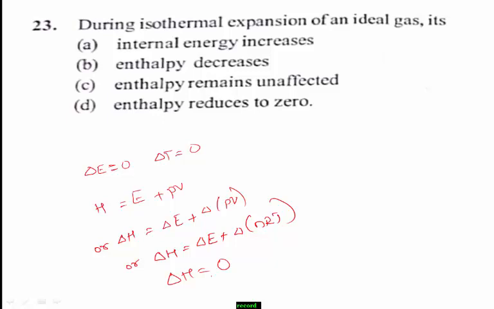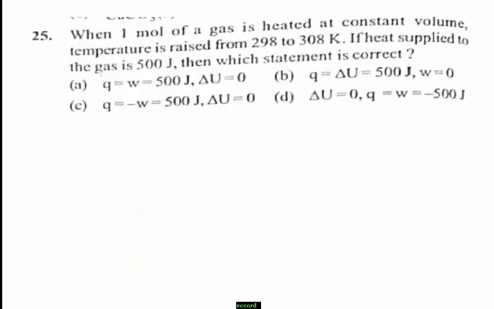Therefore, which one is the right answer? Enthalpy remains unaffected. During isothermal expansion of an ideal gas, delta T equals 0. Therefore option C is the right answer. Next, question number 25.